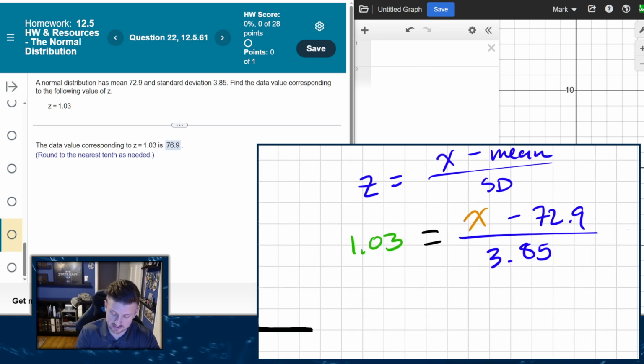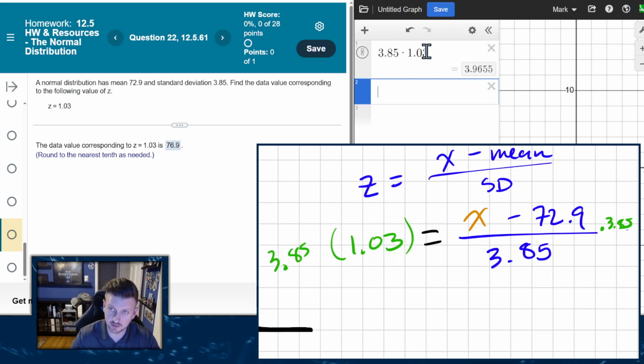All right, so let's do the same thing. We're going to multiply both sides by 3.85. I'm going to come over to Desmos and type in 3.85 times 1.03, and I get 3.9655.